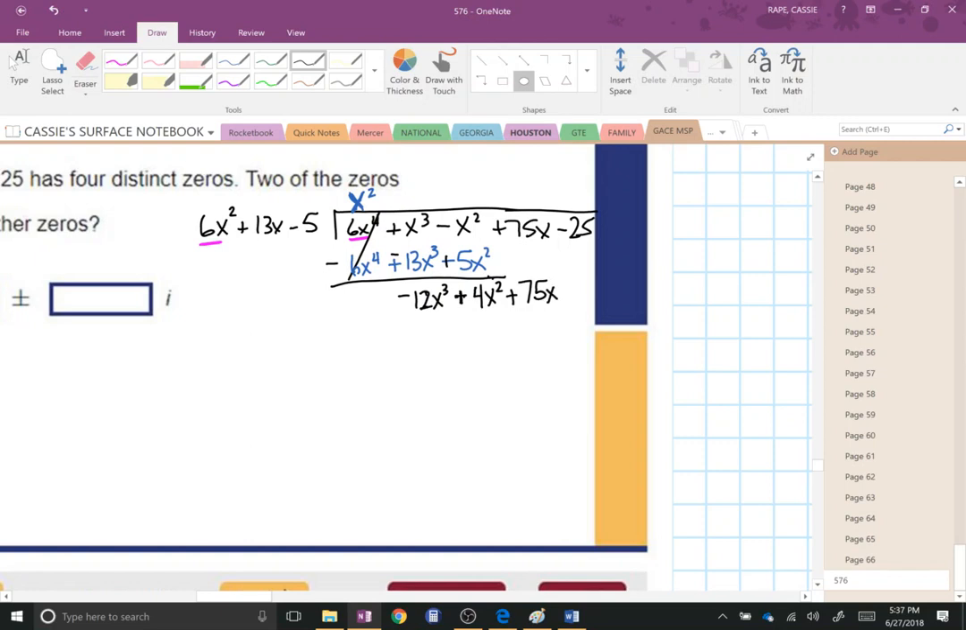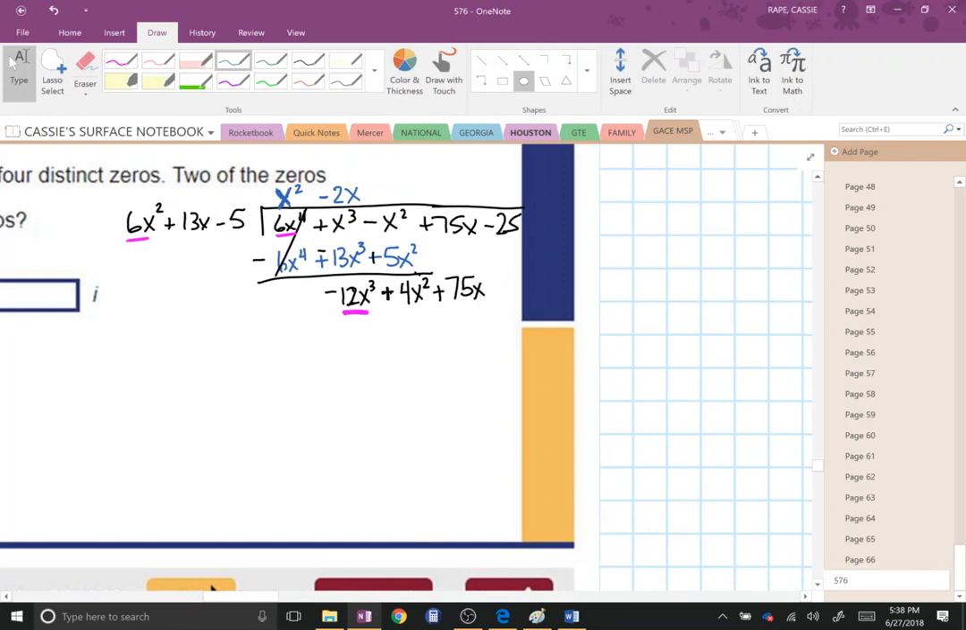Okay, so now, same as before, you pay attention to 6x squared and that first term. What can I multiply 6x squared by to get a negative 12x to the third power? And hopefully you are seeing that you would multiply it by negative 2x. Negative 2x times 6x squared would give you negative 12x to the third power. So now you multiply that negative 2x times every term that you see in the divisor.